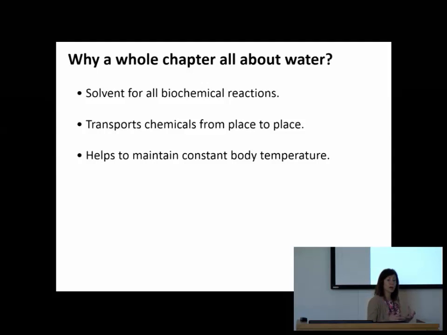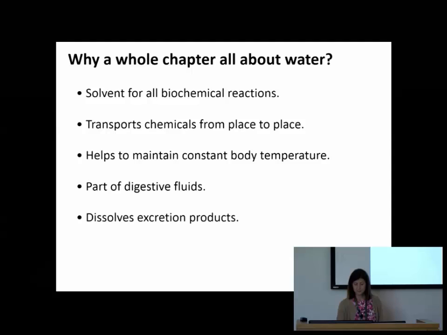So what percentage of us is water? It's 70% water. So it helps us maintain a constant body temperature, which is really important for our proteins. If we have wild swings in our temperature, then our proteins will all denature. We would not have life. So again, everything has to be dissolving in water.